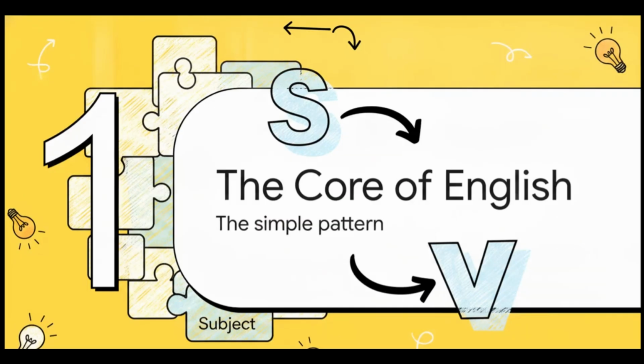Section 1. The core of English. The simple pattern behind every complete thought. So, at its absolute core, an English sentence is simply a group of words expressing a complete idea. And to pull that off, you always need at least two fundamental parts.